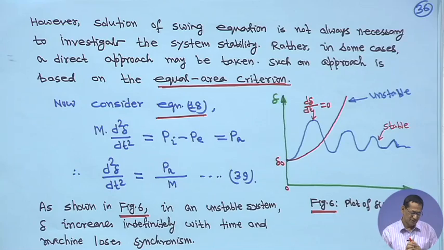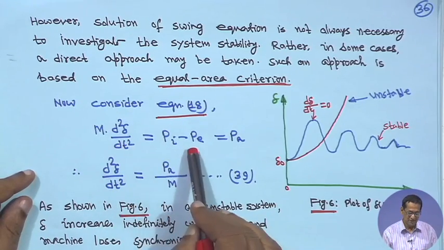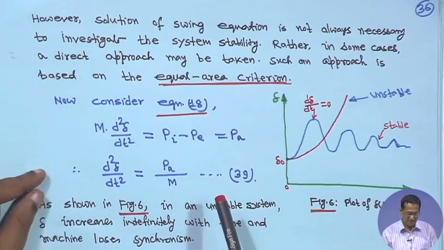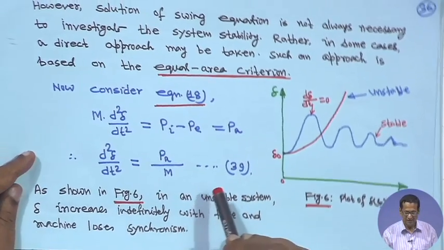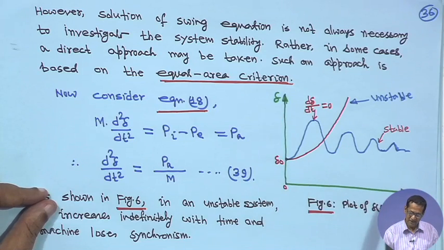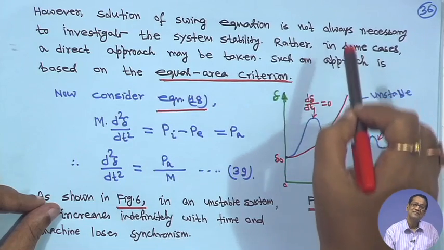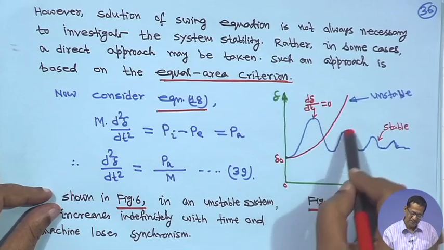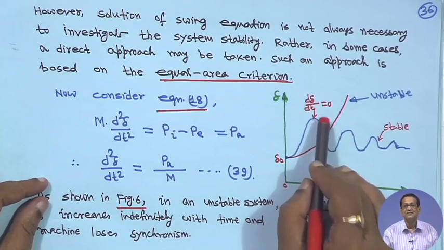For example, consider equation 18, that M d square delta dt square is equal to P I minus P, which is the accelerating power. That means, d square delta dt square is equal to P a upon M. This is equation 39. Now, if this is delta and this is t, if the delta versus time graph moves like this, then system is unstable. But if it oscillates and dies out, then at some point the d delta by dt will be 0.